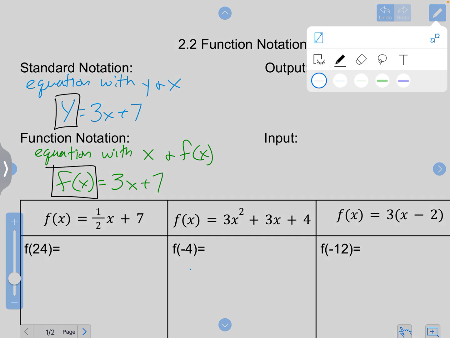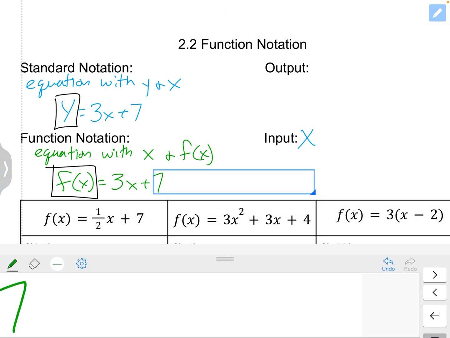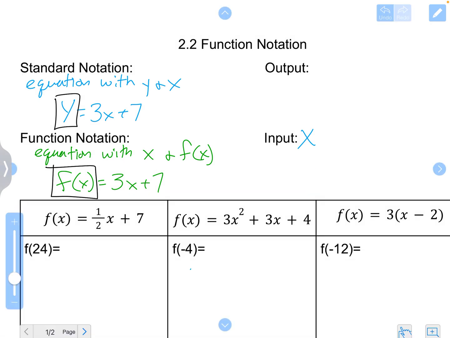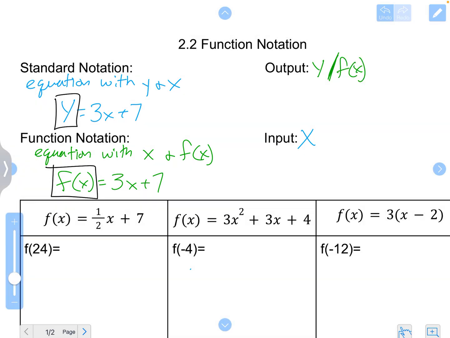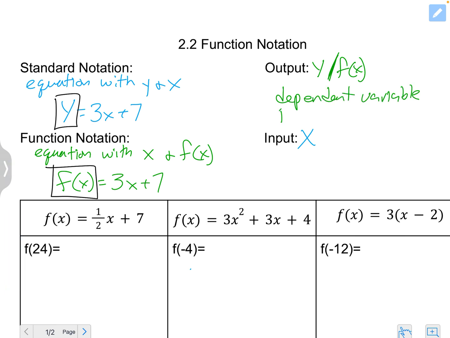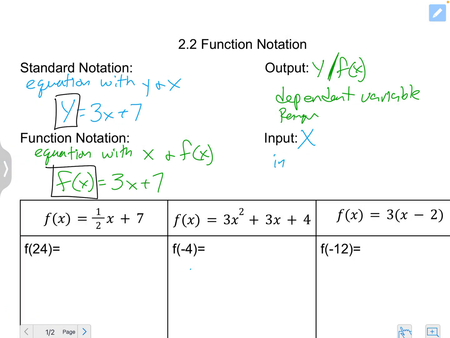So the next thing we need to talk about is input and output. Input is always going to be our x. Output is going to be our y. It's going to be our f of x. Our output is also going to be our dependent variable. And later when we talk, it's going to be our range, which makes x our independent variable. And again, when we talk later, it's going to be our domain.